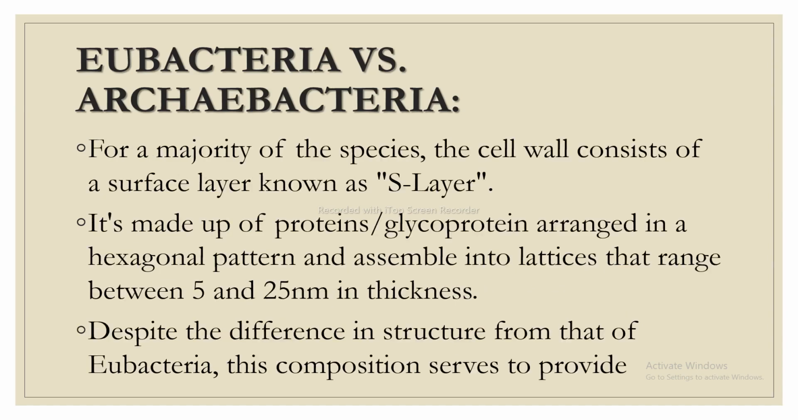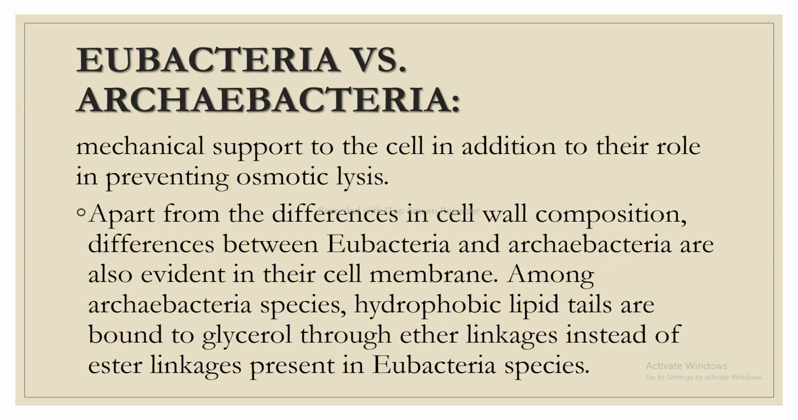For a majority of the species, the cell wall consists of a surface layer that is known as the S layer. It is made up of proteins and glycoproteins arranged in a hexagonal pattern and assembled into lattices that range between 5 and 25 nanometers in thickness. Despite the difference in structure from that of Eubacteria, this composition serves to provide mechanical support to the cell, in addition to its role in preventing osmotic lysis.